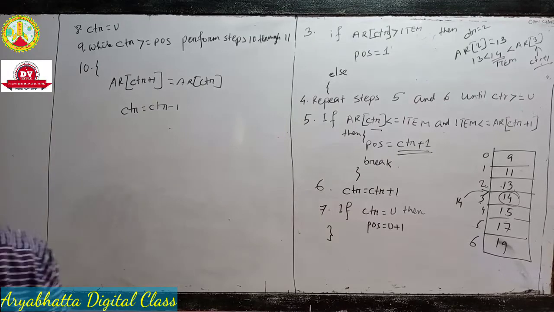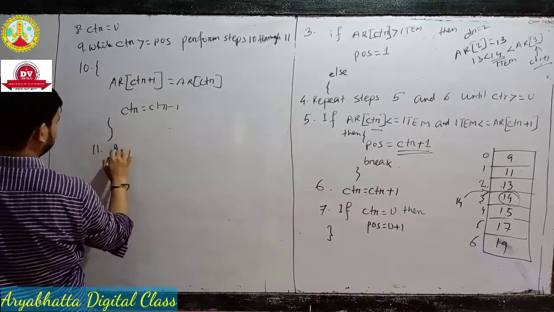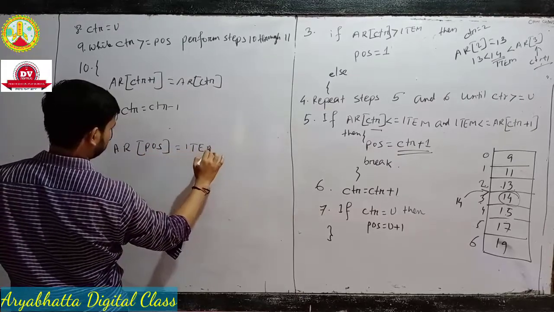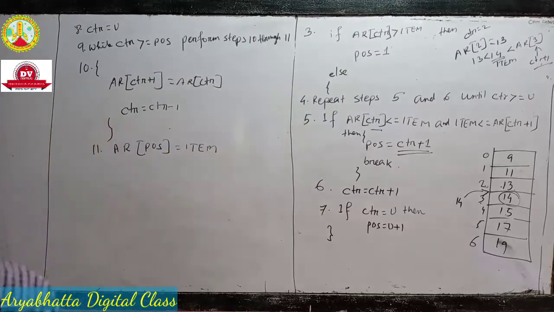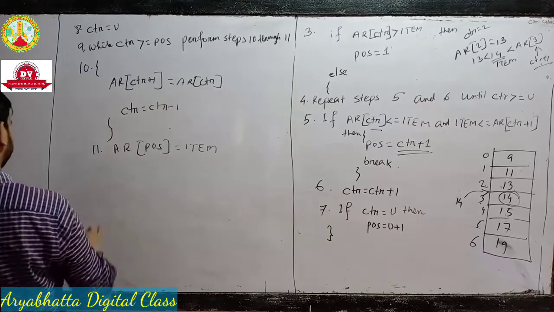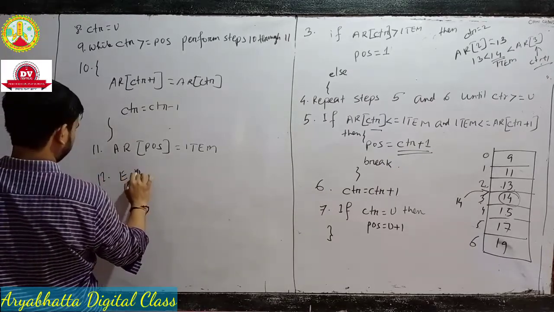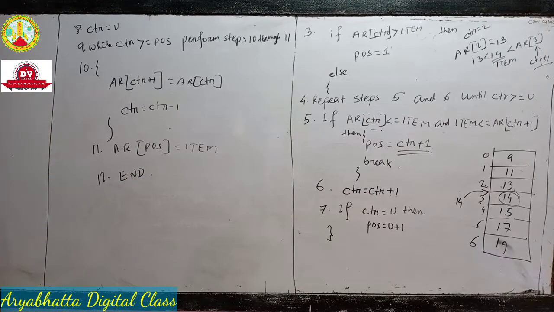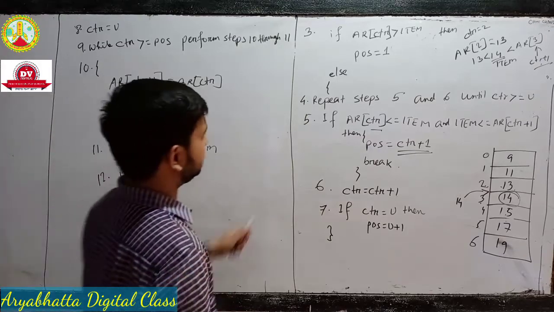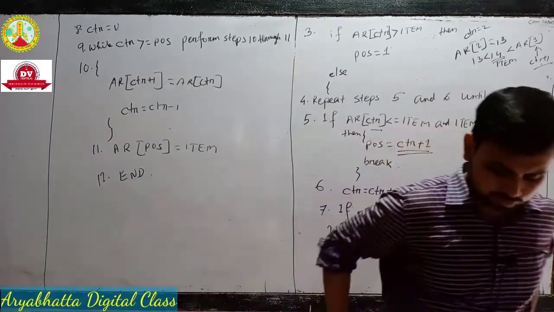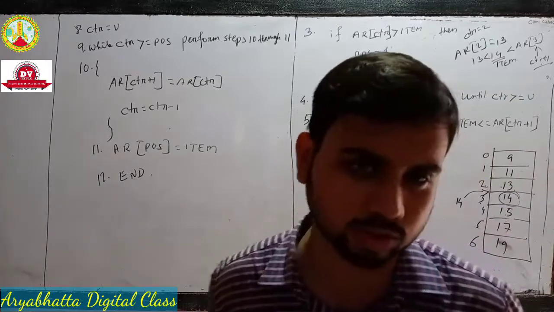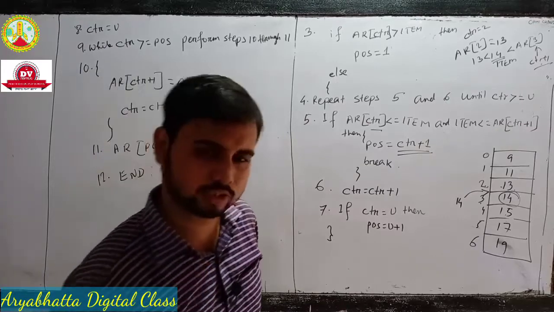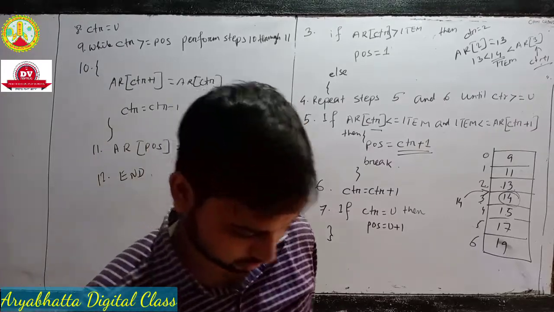CTR minus 1. You see, again I am starting from this. There are many possibilities. The first possibility is the overflow condition. It means if the array is full, then how can you insert a new element? This leads to overflow, right?